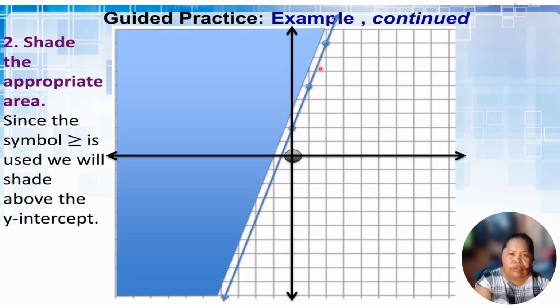And then, after that, shade the appropriate area. Since the symbol greater than or equal to is used, we will shade above the y-intercept. So here, this is the shade, because in an inequality we are dealing with a half plane. So this is the graph. Okay, so that's it.